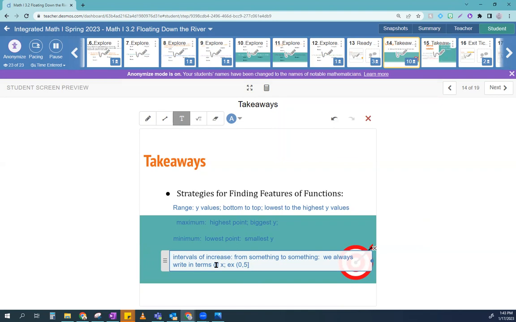So an interval of increase, think about going up on the roller coaster. Any questions on these? Very good. Okay, next one.